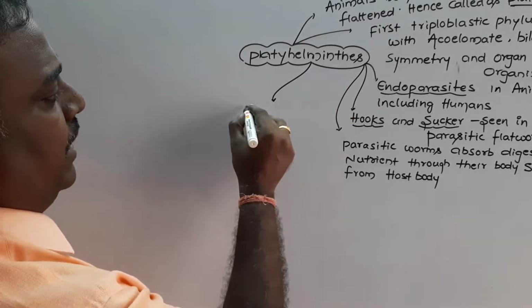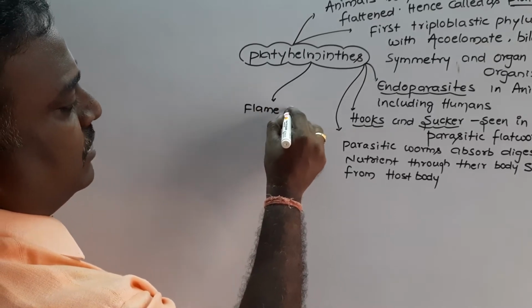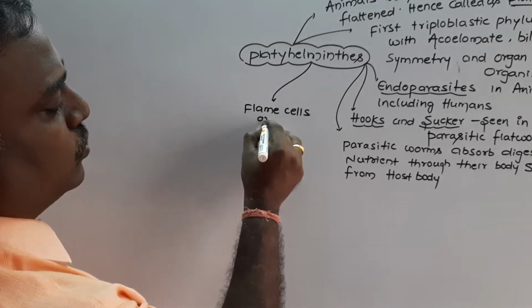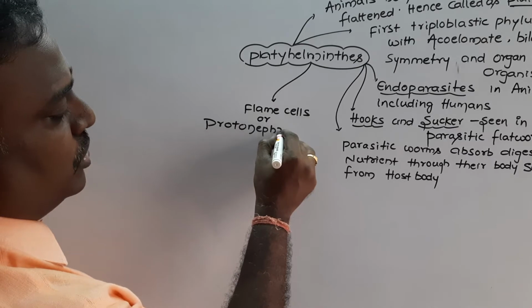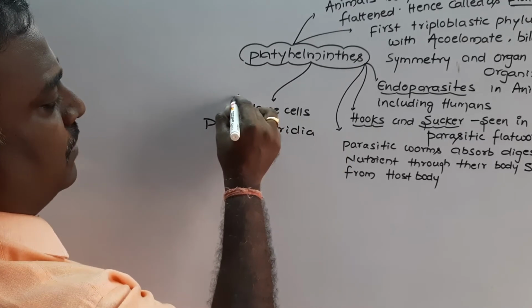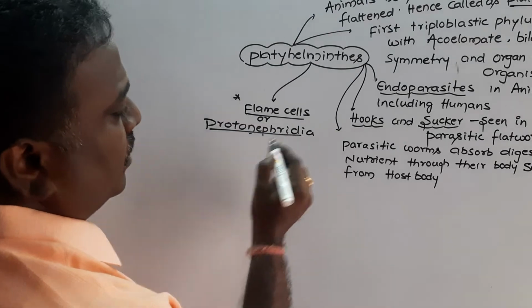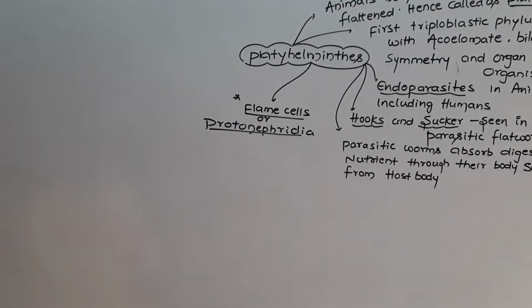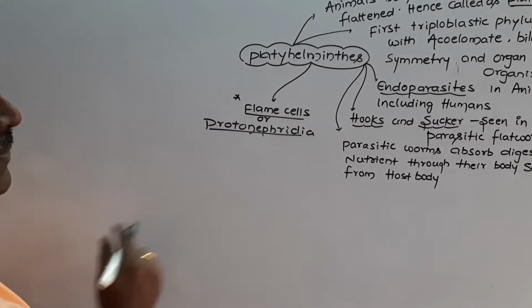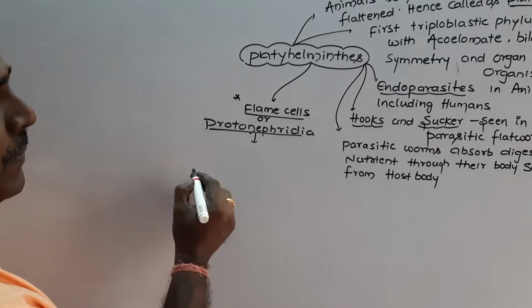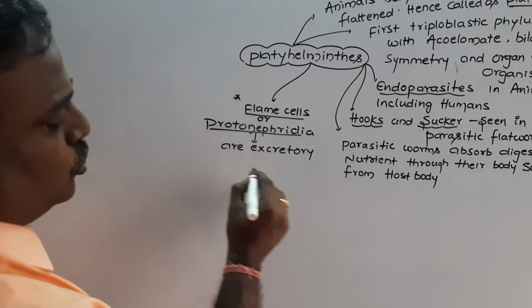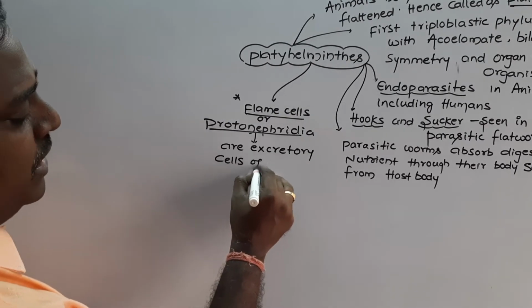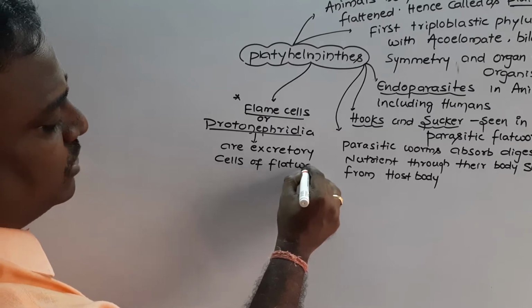And the flame cells. What are flame cells? I think everybody knows this. Flame cells are also called protonephridia. This is the most important question which they asked in previous MHT-CET and previous AIPMT papers. Not only in AIPMT, but also in BHU, CMC and other competitive exams, they asked this question. The flame cells are protonephridia. These are considered as excretory cells. So these are the excretory cells of flatworms.